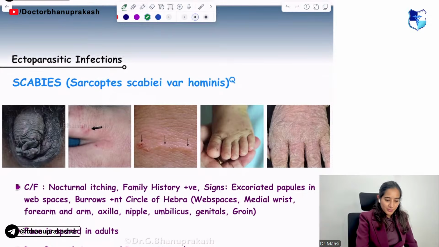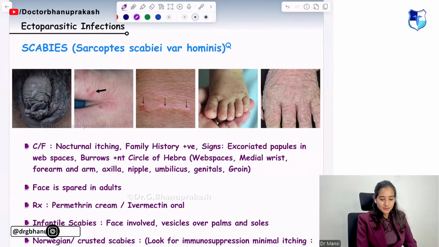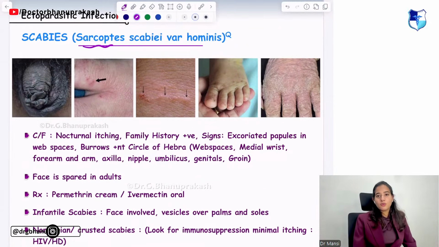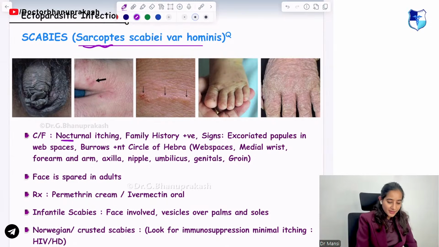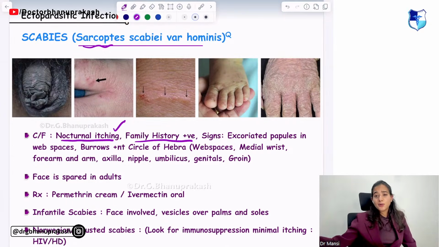Then your ectoparasitic infections, scabies. This has been asked previously, again caused by Sarcoptes scabiei var hominis. And what are the clinical features? You look for nocturnal itching, very classical, and positive family history. So you will see all the siblings are coming together complaining of nocturnal itching. Or maybe sometimes if a child is going to school, all his friends have the same nocturnal itching.